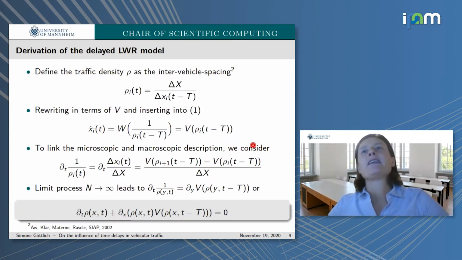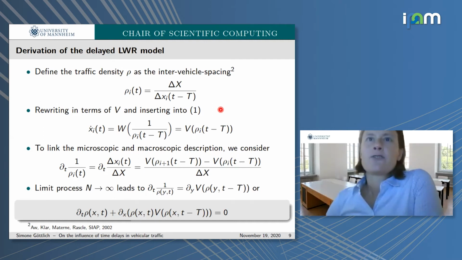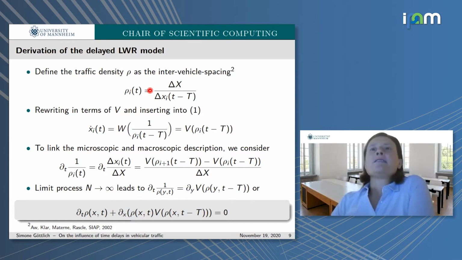And this can be done in the following. This is not a rigorous proof. This is just a formal way of deriving such a delayed equation. So we define the traffic density rho as the inter-vehicle spacing, as you can see here.